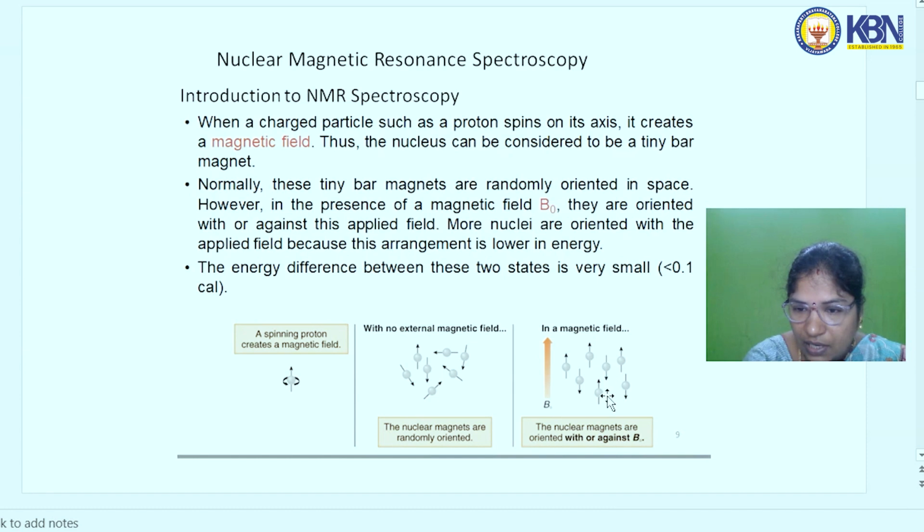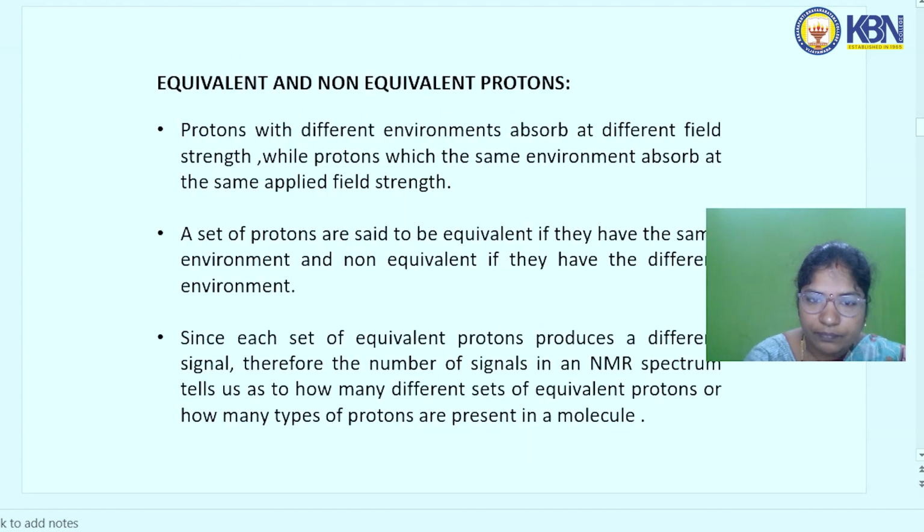In this spin state, the energy is absorbed by the spins and they flip from one state to another, from the lower energy state to the higher energy state. From the higher energy state, they lose the energy and return to the lower energy state. This is called flipping.